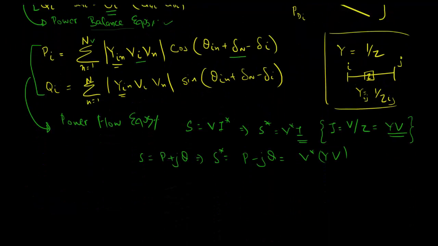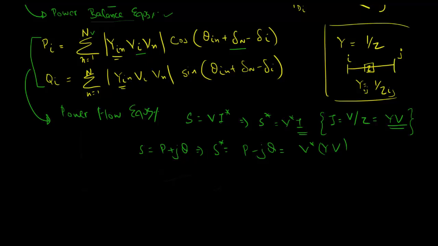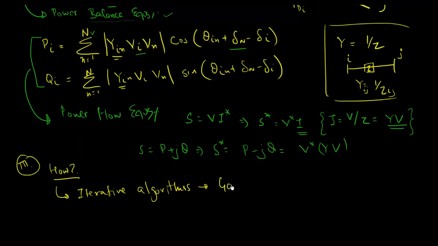And how is this done? So let us see. So we see the equations here. Number 3, the how. The how is done using iterative algorithms such as these you might have heard of. You have Gauss-Seidel, then you have your Newton-Raphson, then you have fast decoupled. These are just some of the few most common ones that are used.